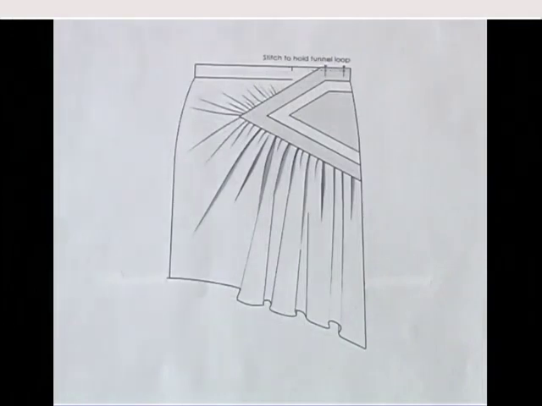You would then fold the waistband upward and pin the tunnel loop between the notches. You would pin the other waistband to the top of the first waistband, matching notches, and then you would stitch to complete the waistband in the garment.